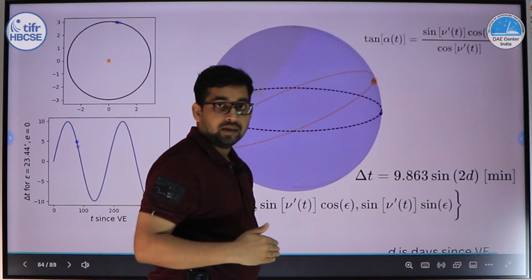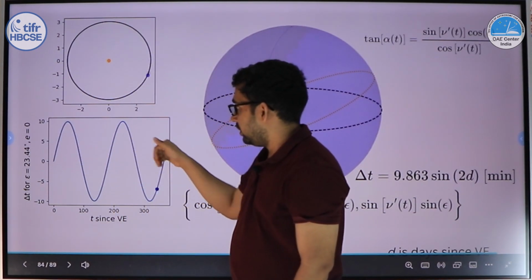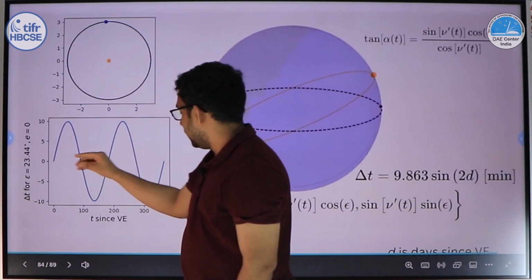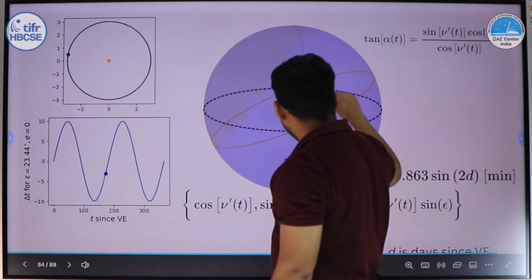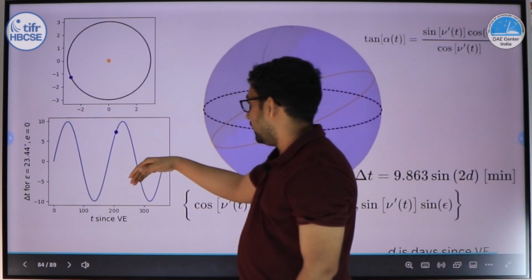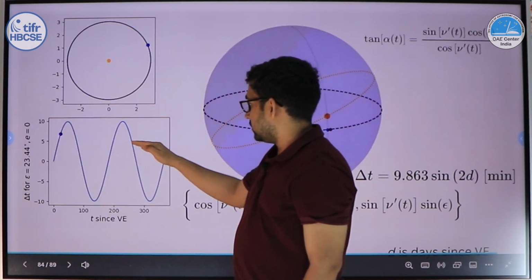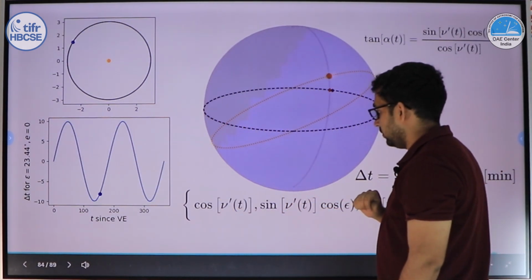Sometimes the sun is ahead, sometimes the sun is behind, and that follows sinusoidal-like behavior with twice the frequency. So, at vernal equinox it is 0. As the declination increases from vernal equinox, the equation of time also increases, and it becomes 0 at summer solstice and again 0 at vernal equinox, then at winter solstice, and so on and so forth, and this is how the equation of time varies.